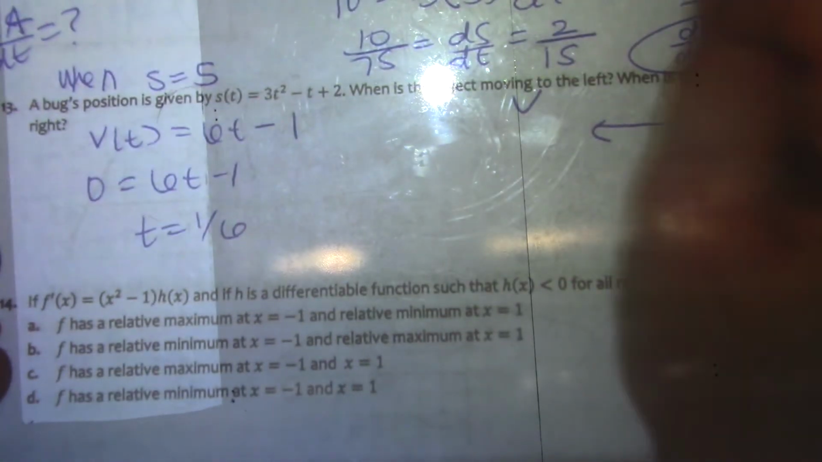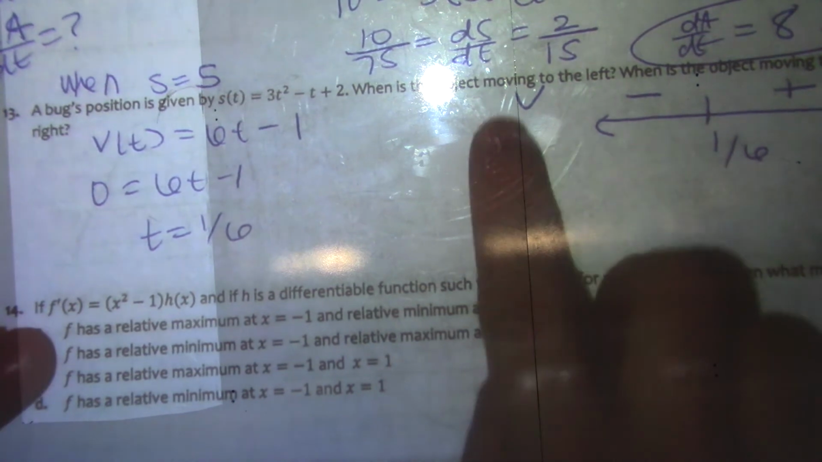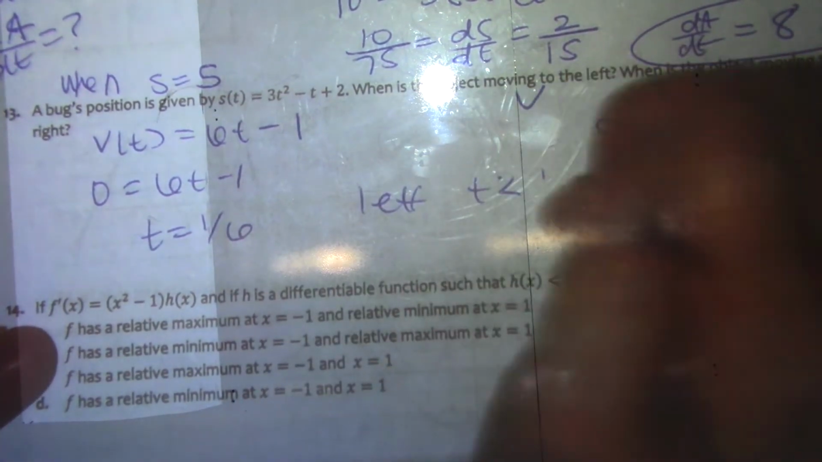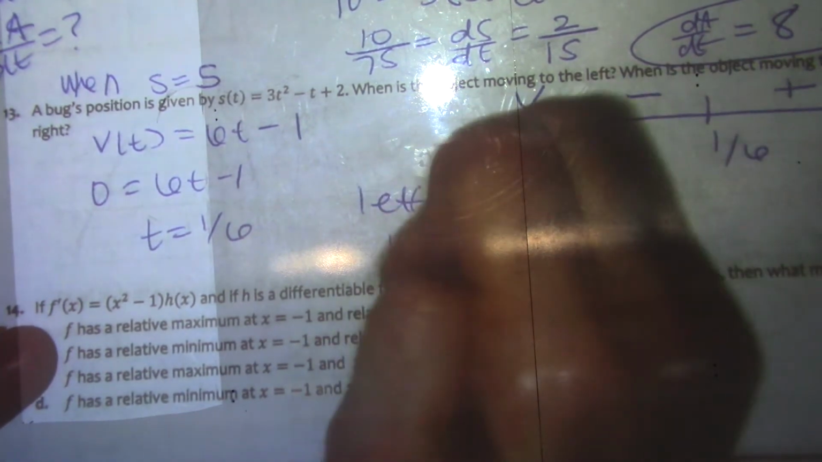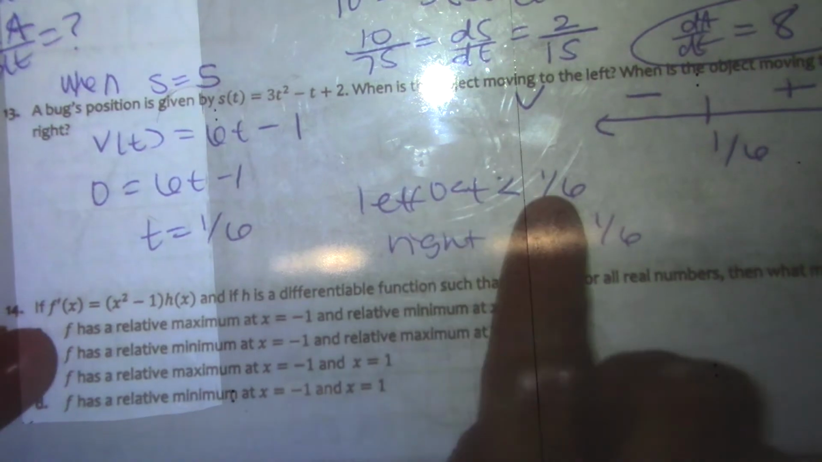Looking at your velocity, it's changing signs, or it's 0, at 1/6. If I plug in anything less than that, I get a negative; anything more than that, you get a positive. So it's moving to the left for t less than 1/6, and moving to the right for t greater than 1/6. Technically between 0 and 1/6, because you can't have a negative t.